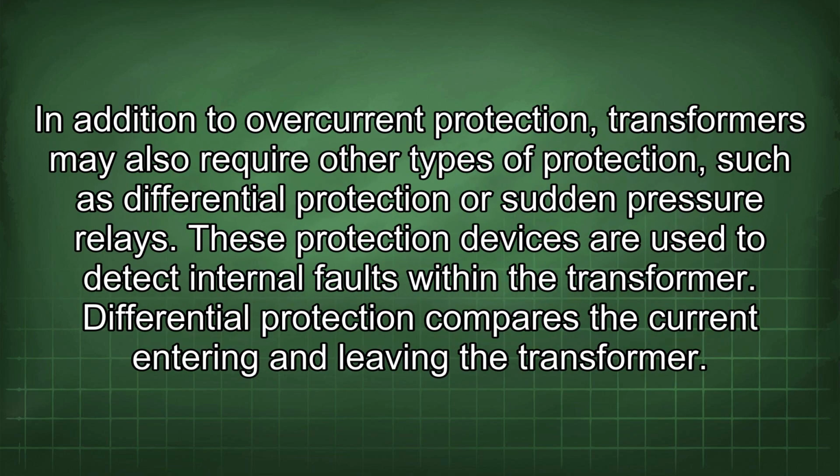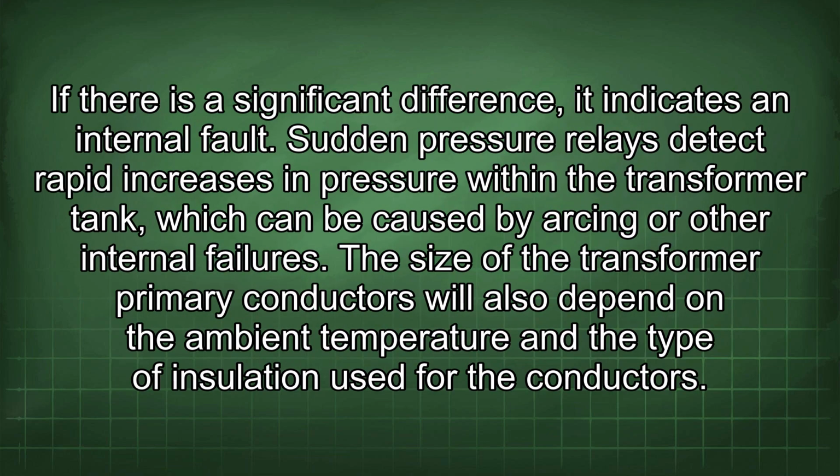In addition to overcurrent protection, transformers may also require other types of protection, such as differential protection or sudden pressure relays. These protection devices are used to detect internal faults within the transformer. Differential protection compares the current entering and leaving the transformer. If there is a significant difference, it indicates an internal fault. Sudden pressure relays detect rapid increases in pressure within the transformer tank, which can be caused by arcing or other internal failures.